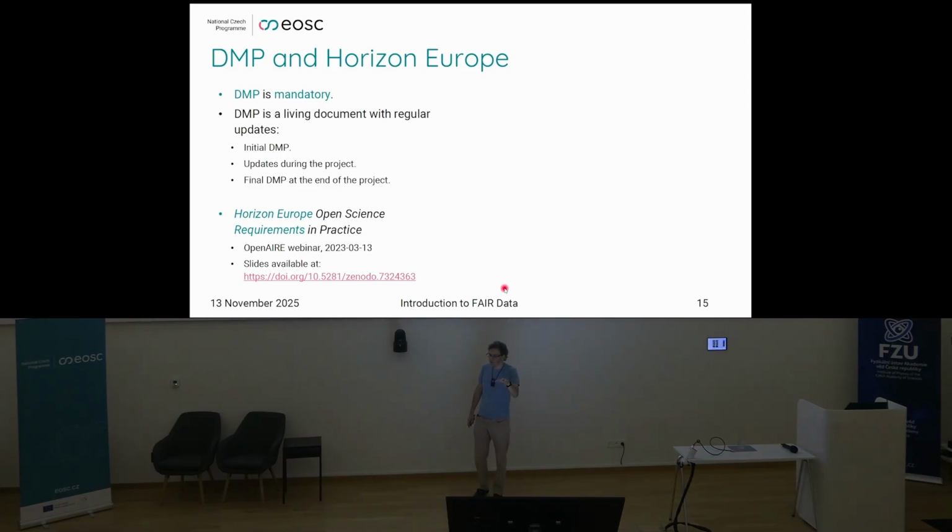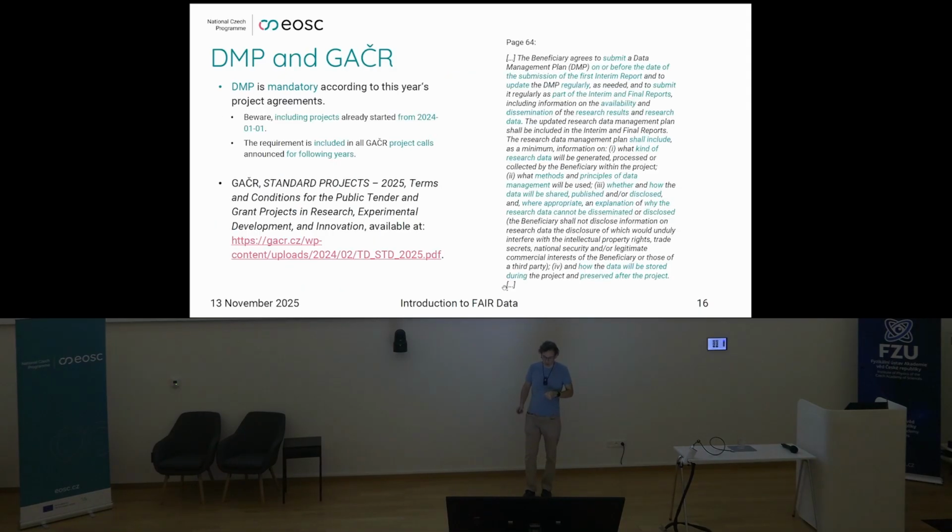So support for creation of data management plans, and the planning, is one part of the NRP, National Repository Platform. Gutcher have a similar requirement for it. A DMP is required. It should be submitted with interim reports and with the final report. One important observation is that the DMP should be a living document.